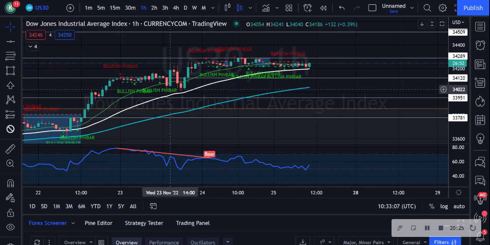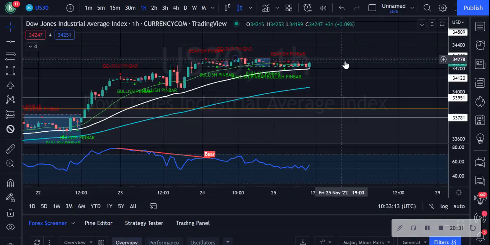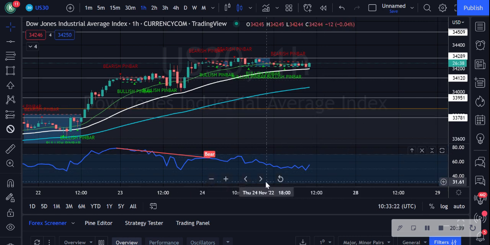I feel like even here, one of these trades I took on a lower time frame, but it's just floating like that. So I would like to see a proper break and a retest and then see where price goes. But yes, that's my analysis for US30 for today.